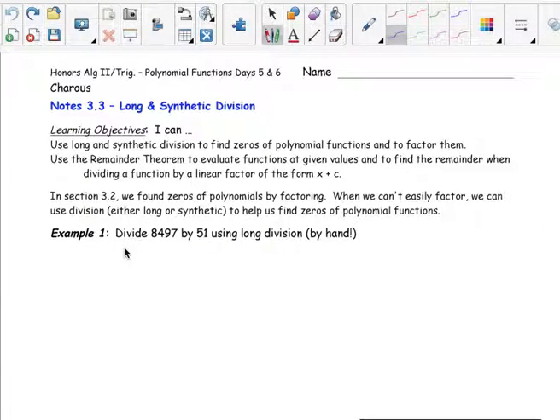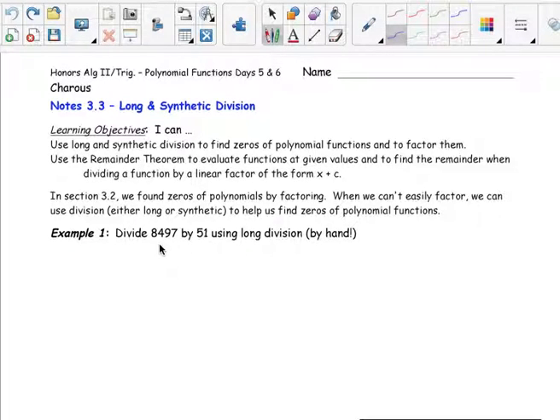Complete examples 1 and 2 from notes 3.3, in which we're going to learn about long and synthetic division. These techniques will help us to find zeros of polynomials when we can't easily factor them. But before we get to those techniques, we're going to go back to when you were in 4th grade, maybe 3rd grade, and you learned how to do long division.